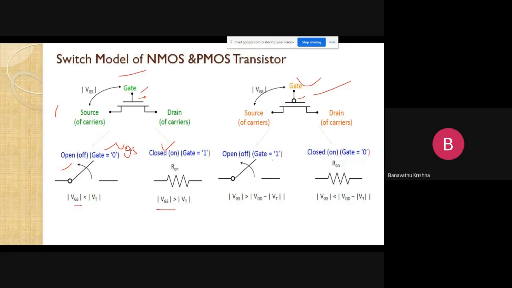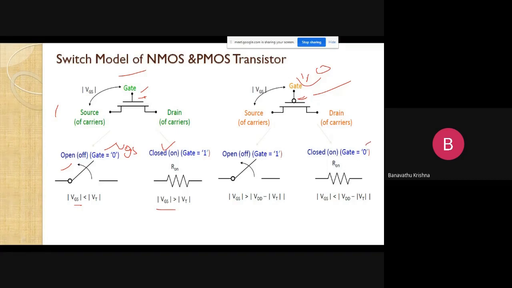In PMOS, the gate terminal has a bubble. If you apply input voltage 1, that 1 is inverted to 0, and that 0 enters the device, so the device is off and acts as an open switch. If your applied voltage is 0, it is converted to 1, which enters the device, and the device goes to on condition. That is the internal behavior here. Then the device acts as a resistance device.